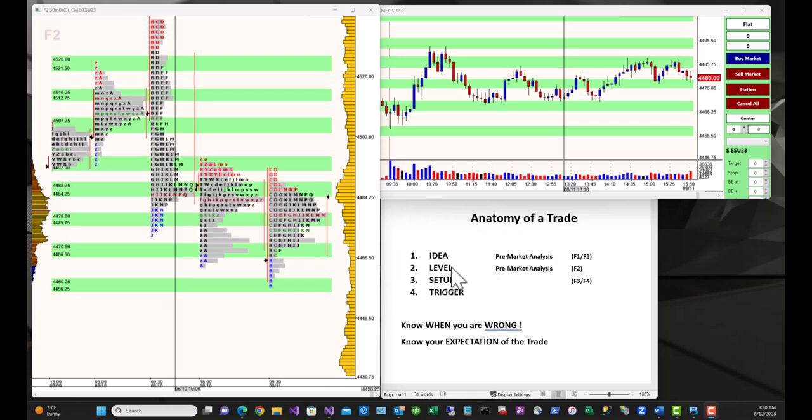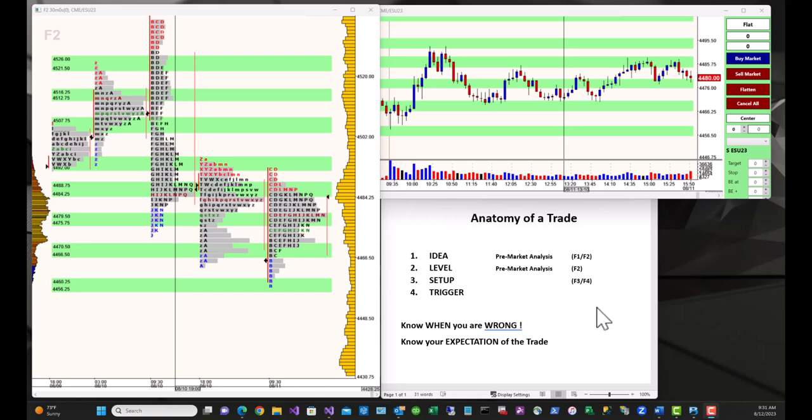The first is idea level. This happens in the pre-market before the trading day even starts. We do our homework, we define our trading idea, we define our levels. Setup and trigger happen on the chart. During the trading day, we look at setups and triggers against these levels, based on our idea. So if you have all 4 going for you, you have your idea, your level, a setup and a trigger, you can take your trade. That gives you a very structured way of entering a trade.